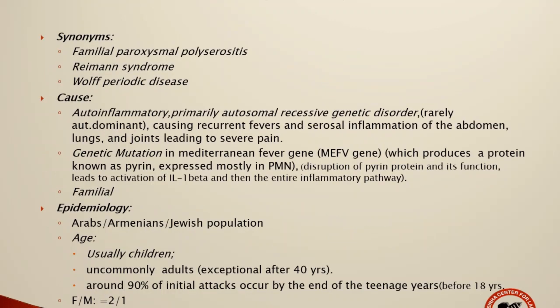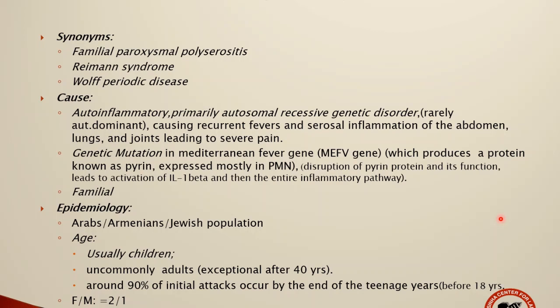Coming to familial Mediterranean periodic peritonitis, the synonyms: familial paroxysmal polyserositis, Riemann syndrome, and Wolff periodic disease. It is simply an autoinflammatory, primarily autosomal recessive genetic disorder, very rarely autosomal dominant, and presents with what? Fever and serosal inflammation. Serosal inflammation of what? The abdominal serosa, that is the peritoneum, the lung serosa, which is the pleura, and the joints with the synovial sheath of the joint. So these are the three important serosas to be involved, and that's why these patients would present with the typical presentation that we'll talk about in the next slide.